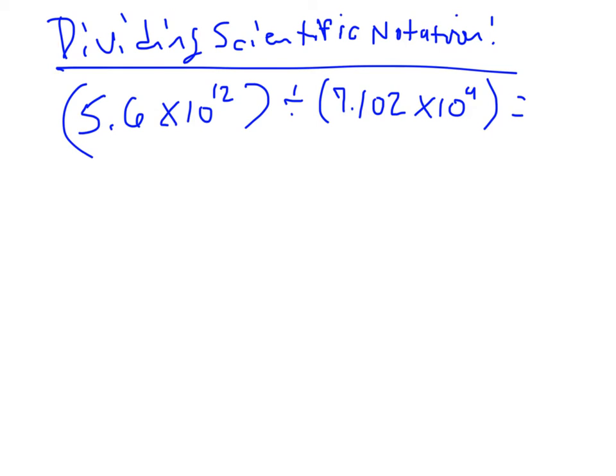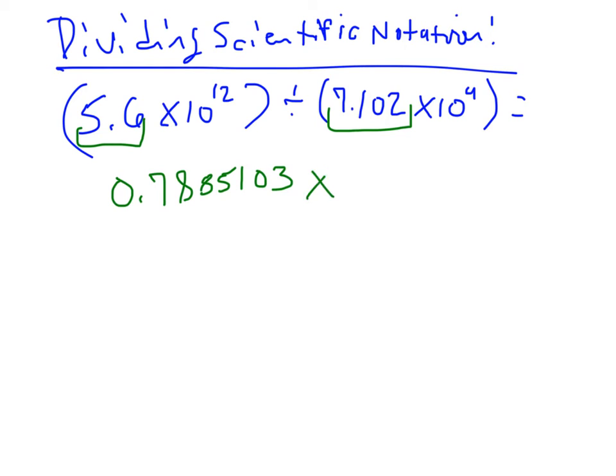Again, you're going to take the m piece of the number and you're going to divide it. And you should get 0.785103. Okay, and then we'll put the times 10 on there. And now we will subtract. The 12 minus 4 is 8. So this is our answer, except it's not between 1 and 10. The m part of our number over here is less than 1.